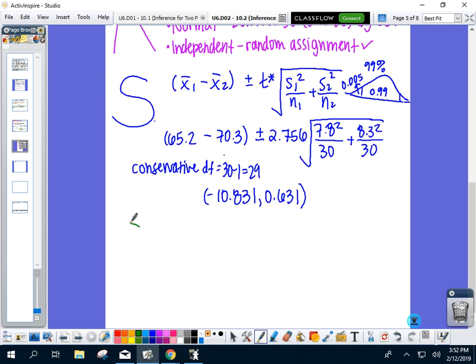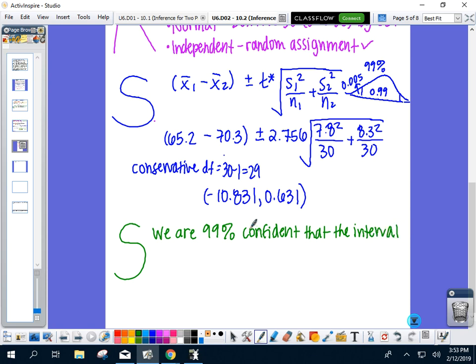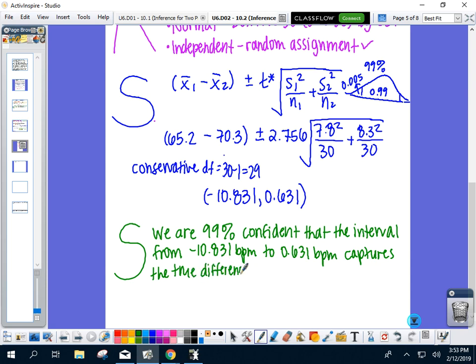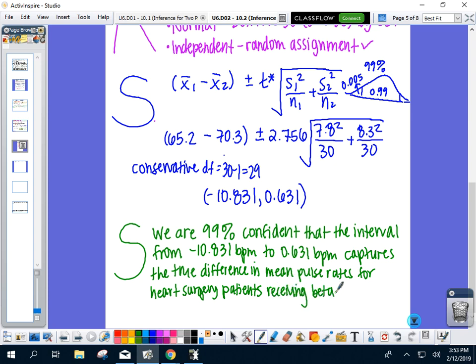It's very easy. We are 99% confident that the interval from negative 10.831 beats per minute to 0.631 beats per minute captures the true difference in mean pulse rates for heart surgery patients receiving beta blockers compared to those who don't.